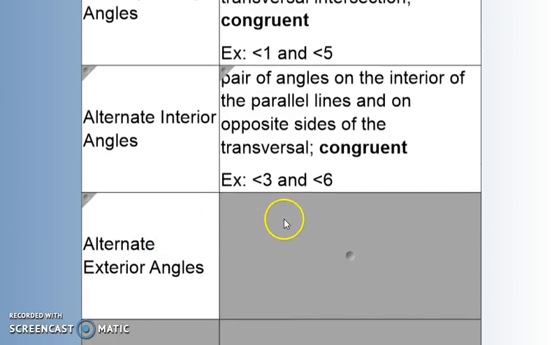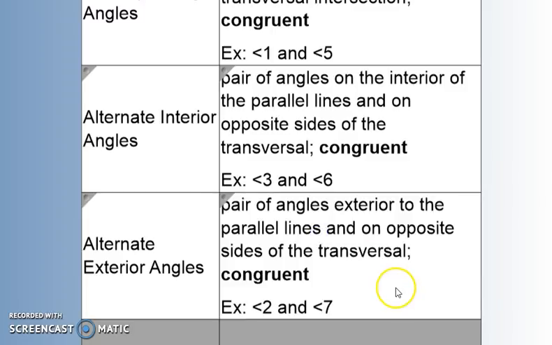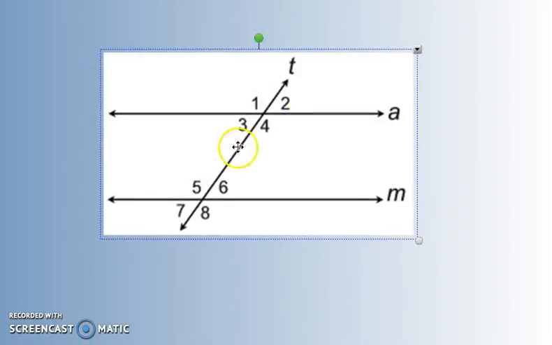So we also have alternate exterior, and really similar to alternate interior, alternate exterior angles are a pair of angles exterior to the parallel lines and on opposite sides of the transversal, and they are also congruent. So if I go to my picture, my example is angle 2 and angle 7. Angle 2 is outside of the two parallel lines, and it is on the right of the transversal, and then angle 7 is on the outside of the parallel lines and on the left of the transversal. So we could say that 2 and 7 are both outside of the parallel lines and they're on opposite sides of the transversal.